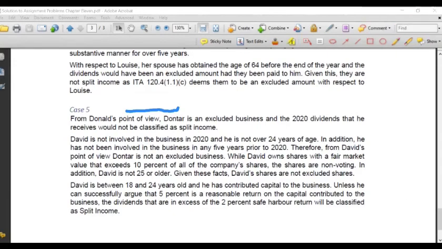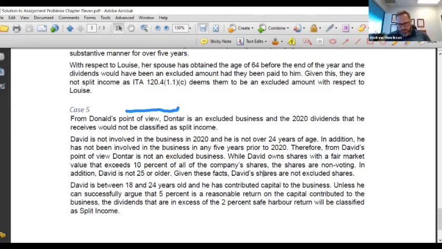Yes, for case 5. In the case they say that David worked full-time in the business in the year from the year 2017 to 2019. So why is that not classified? Oh, yes, okay. I see what you're saying here. So it says after graduating from high school, David worked full-time in the business during the years 17 through 19. So that would be 17, 18, and 19. It says, however, in January 2020, he went off to university.